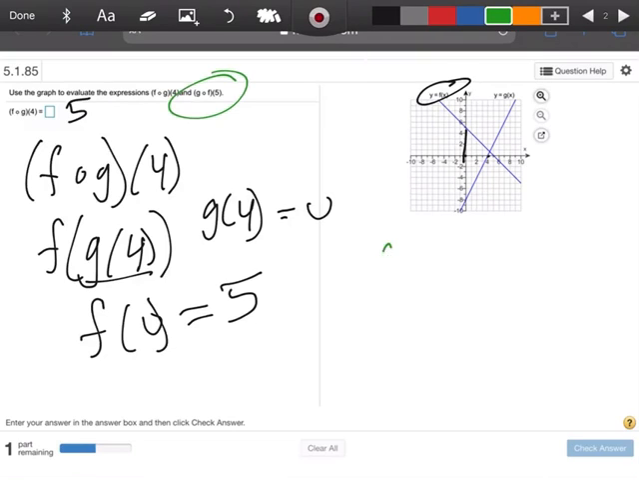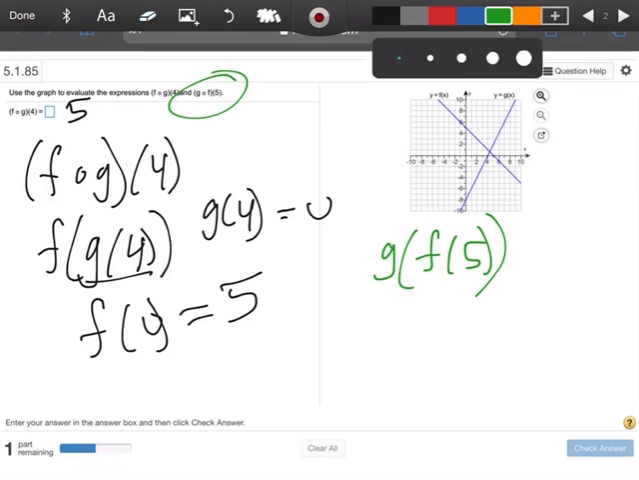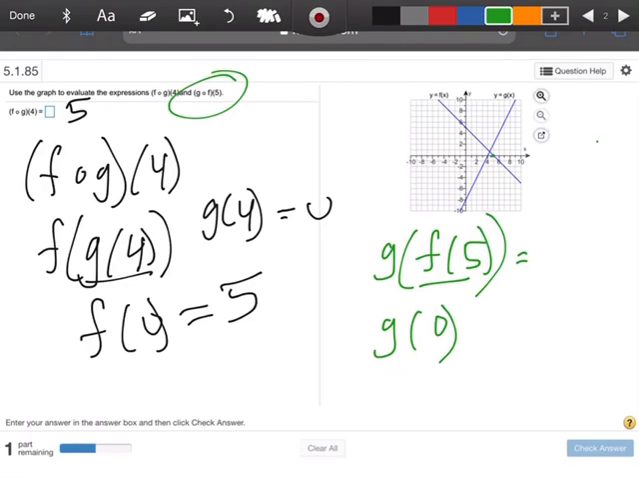The second part right here says, let's find g composed with f of 5. Okay, so we can do that easily. We're going to go to when x equals 5. What is the value of f? Well, it crosses it right there. So the value of f of 5 is going to be 0.